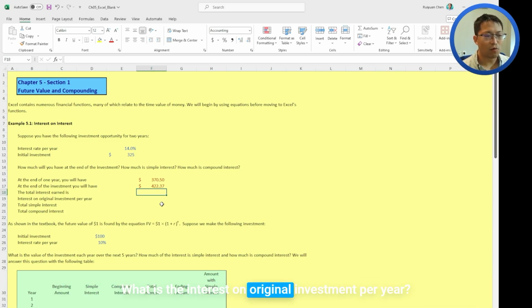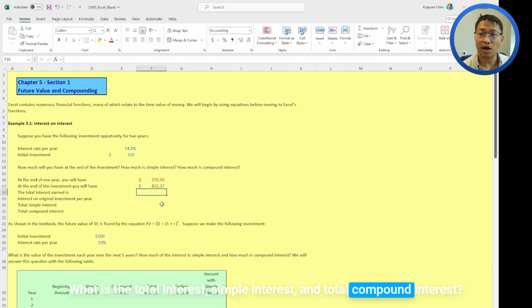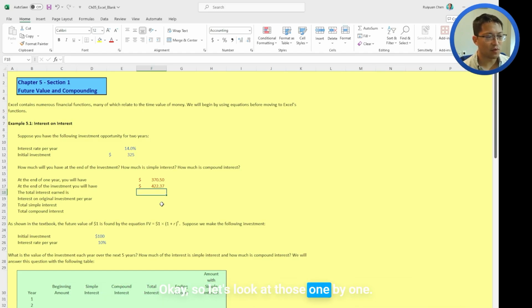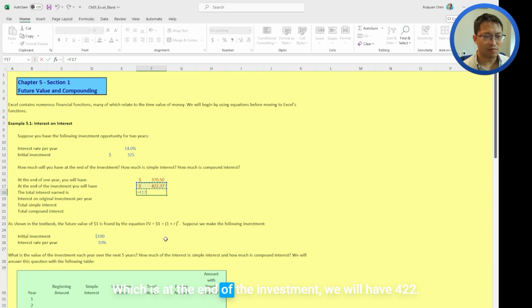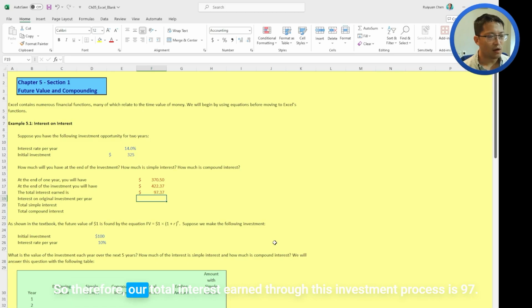So the next few questions we want to ask: what is the total interest earned? What is the interest on the original investment per year? What is the total simple interest, and the total compound interest? So let's look at those one by one. The total interest earned is equal to how much we end up with at the end of the investment, which is $422.37, minus how much money we initially invested, which is E12. So therefore, our total interest earned through this investment is $97.37.